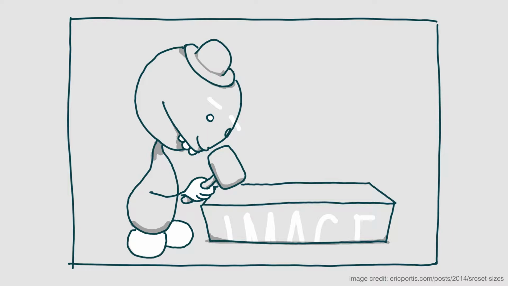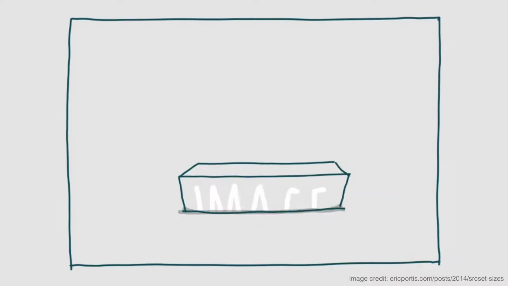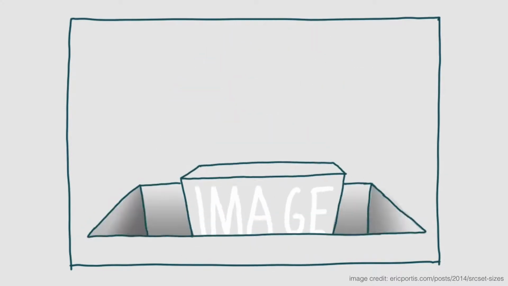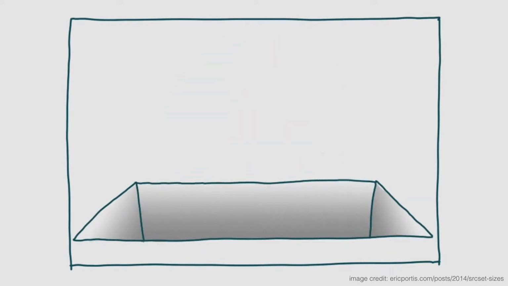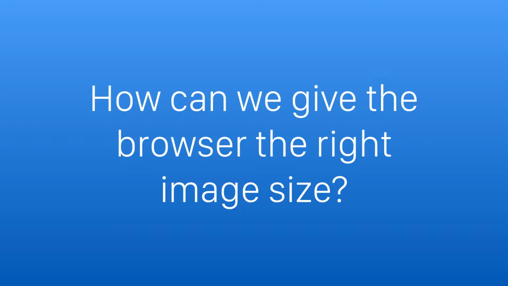But in today's world, we do responsive web design, and the spot that your image displays in may not always be the same size. It may be that the spot is smaller than the image asset that you provided, or it may be larger and you need a bigger asset. So how can we be sure that we're giving the browser the correct sized image for the place that it's displaying?